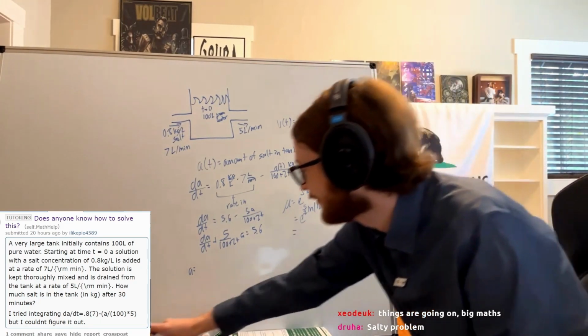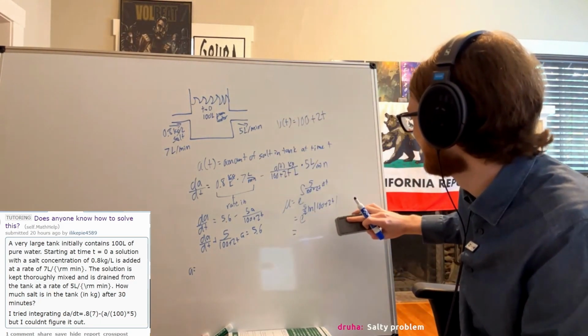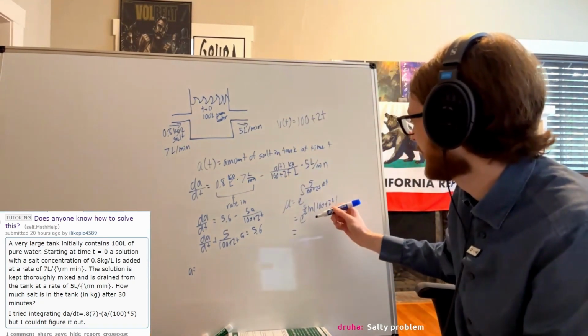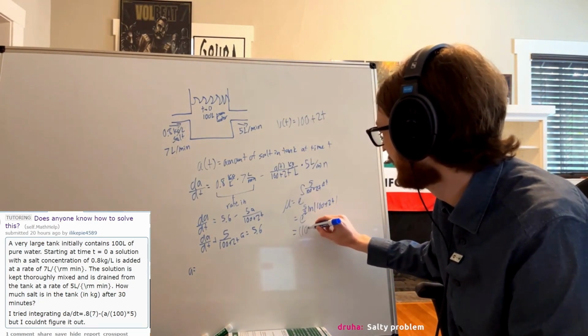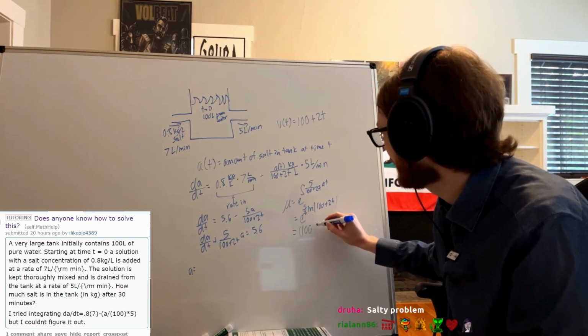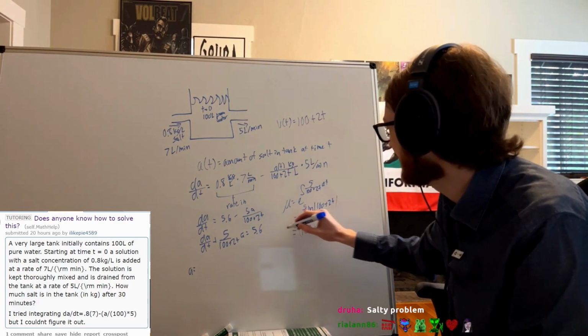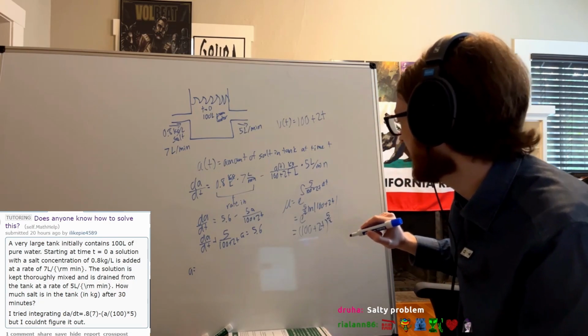I'm not going to do the plus c yet. I might be slightly wrong with not doing it yet, but we'll find out. The e and the ln basically cancel, so 100 plus 2t. The 5 over 2 stays up top, which is what I mean by kind of cancel.